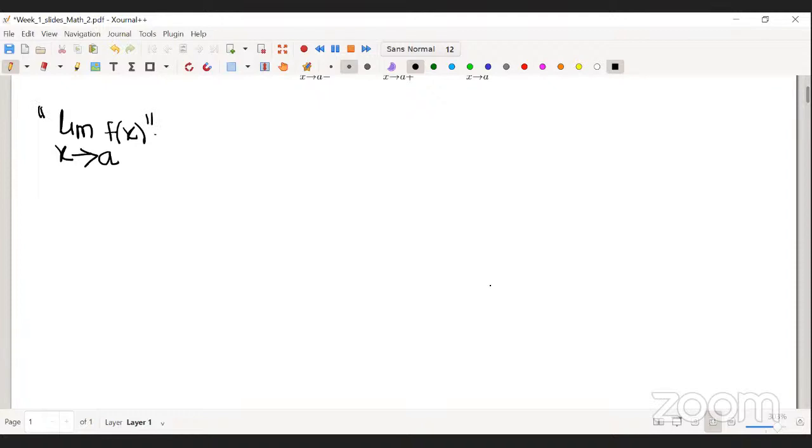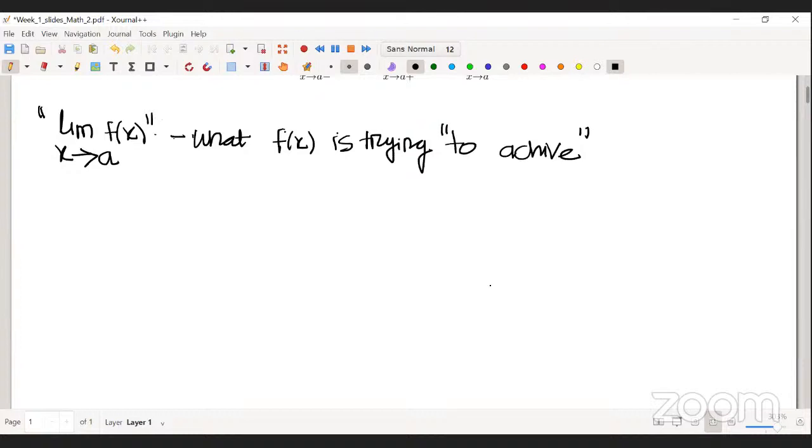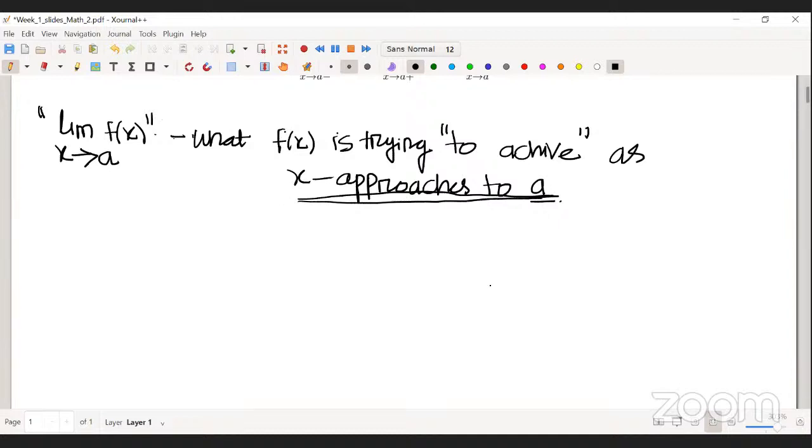So what do we mean by this? We are trying to find what f of x is trying to achieve as x approaches A. This part is really important. As x approaches A, where is f of x moving as you move towards A?